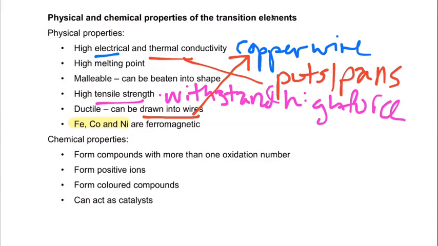Some of their chemical properties: they form compounds with more than one oxidation number. We're going to get more into that next week, because we're going to talk briefly about it today, but we're going to focus more on the multiple oxidation numbers, because they can lose different amounts of electrons depending on the situation. They all form positive ions because they're all metals, so they all lose electrons, okay? And then next week, we're going to talk more about how they form these colored compounds.